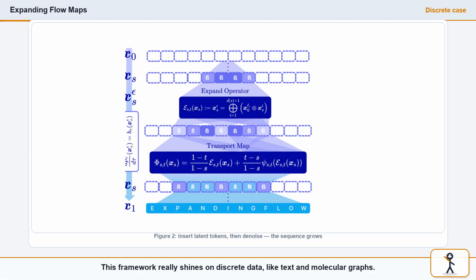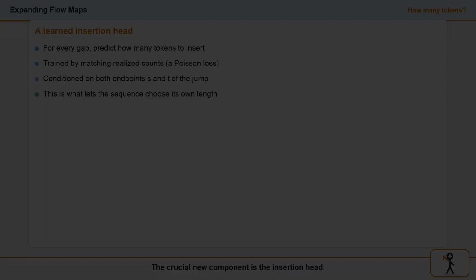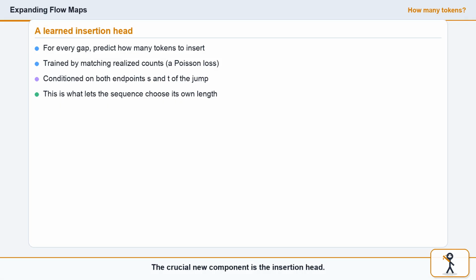This framework really shines on discrete data, like text and molecular graphs. Here the expand operator becomes token insertion, and the transport map becomes token denoising. The sequence literally grows from a single token into a full sentence, inserting and cleaning up as it goes. The crucial new component is the insertion head.